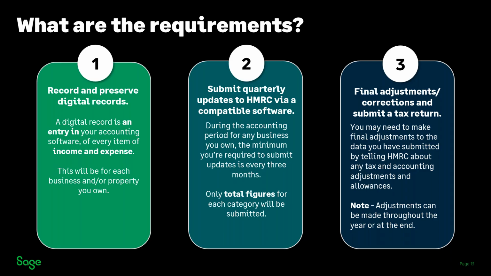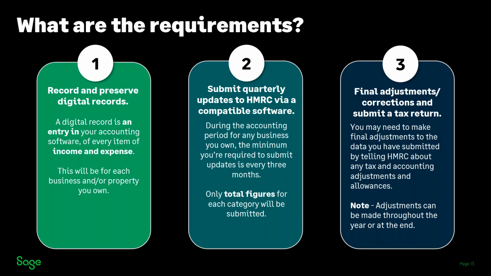Secondly, we have the quarterly updates. So these quarterly updates are just going to be the totals for each category, which if you've entered into the software already, they will be calculated and added together for you. So you're not sending HMRC transactional data. And then lastly, we've got the final adjustments and corrections, and then submitting your tax return. So this is called your end of year process.